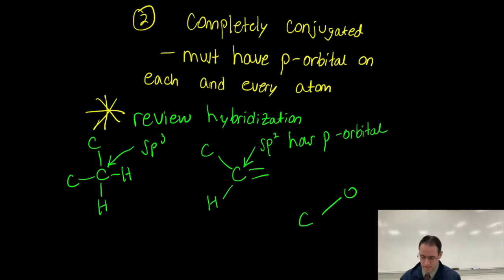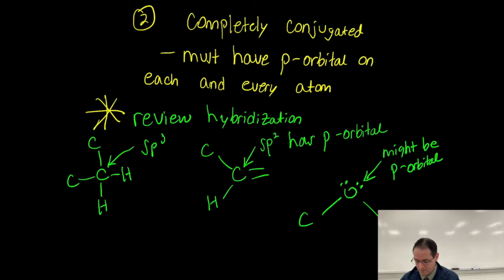Okay, if we have an atom like this, we have to have some other information about the surrounding area and the structure here, but those lone pairs, it's possible, could be a p orbital. Okay, so sometimes it's a double bond, sometimes it's a lone pair. Okay. And we'll look at that in a brief moment. Okay, so it must have a p orbital on each and every atom.